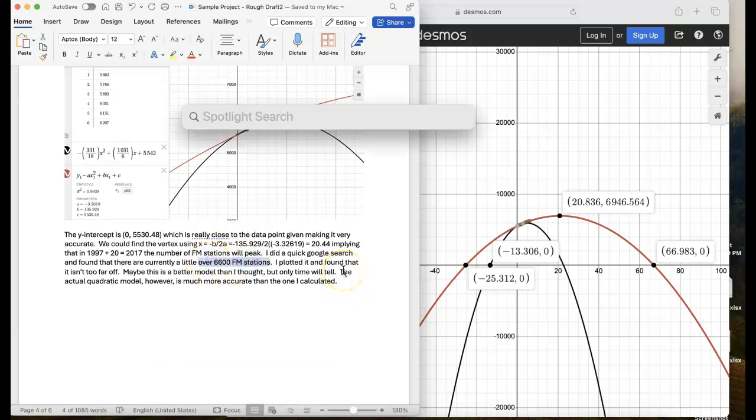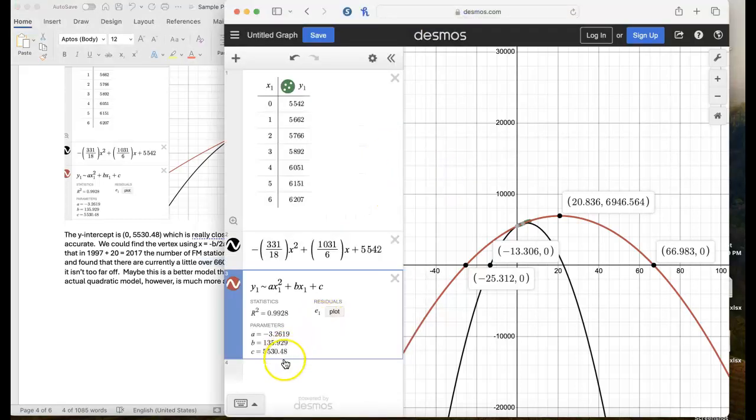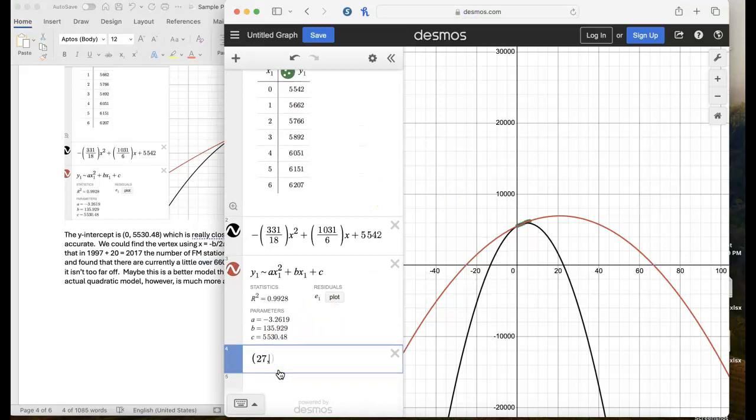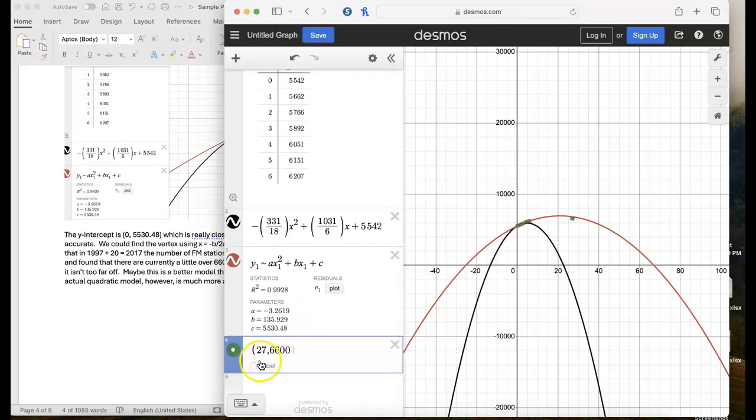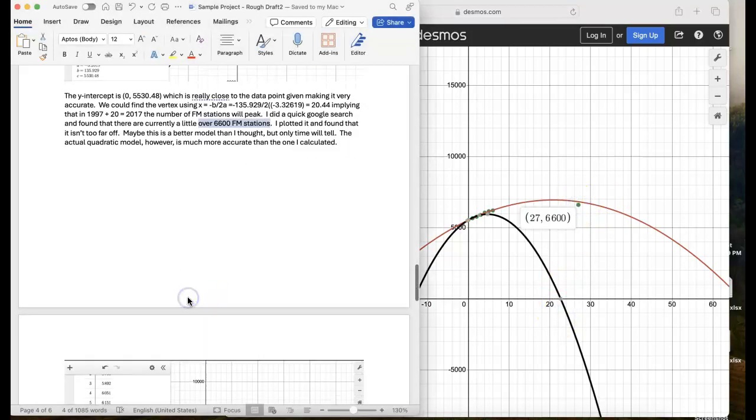So if we took a second and said this is 2024 minus 1997, so this is 27 years, and put 6,600, I could actually, and I did graph it in my thing, but here it is. Look how close that is. I was actually surprised. So even though I'm not convinced that this is an accurate model, according to the data right now, it's looking pretty good. It's definitely way far off from the one I calculated, so that's much less accurate.